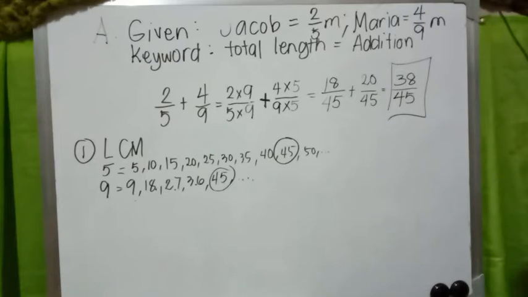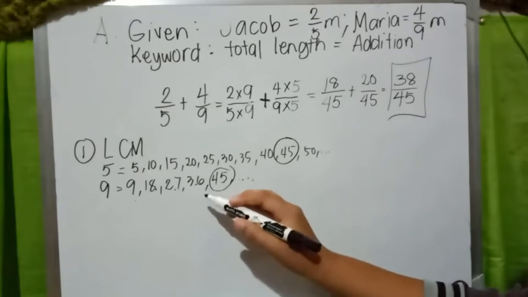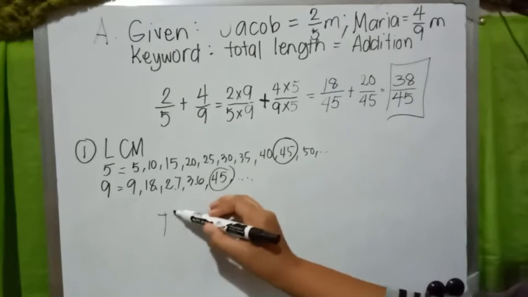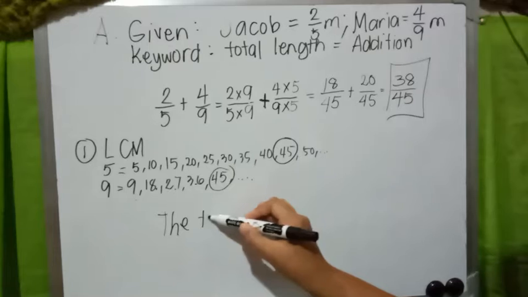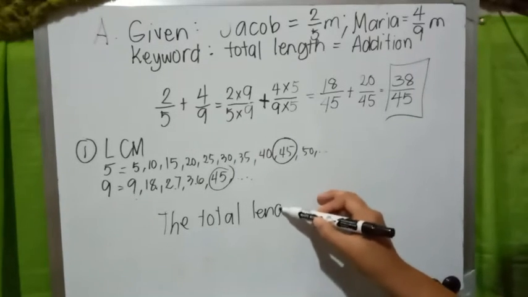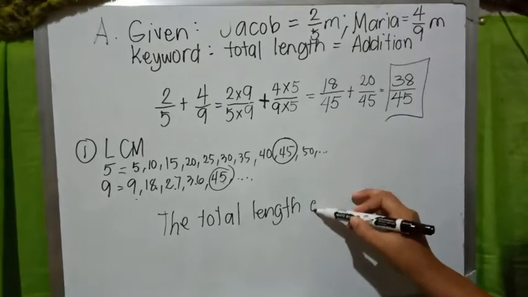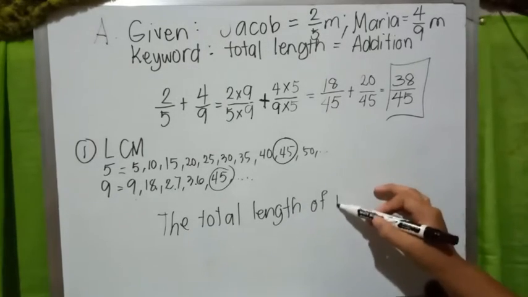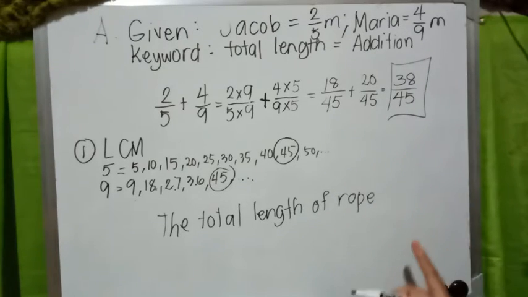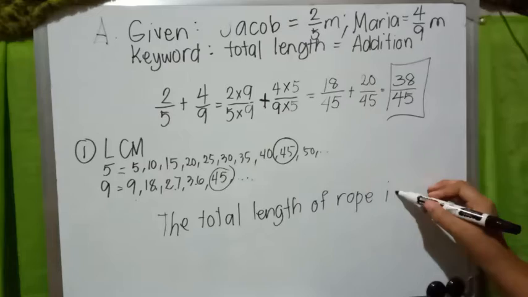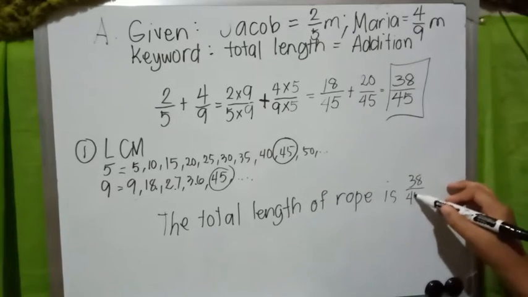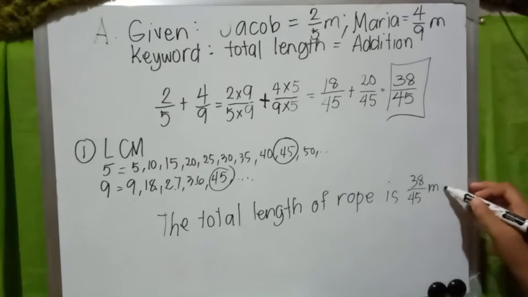So we can say in a sentence that the total length of rope is 38 over 45 meters.